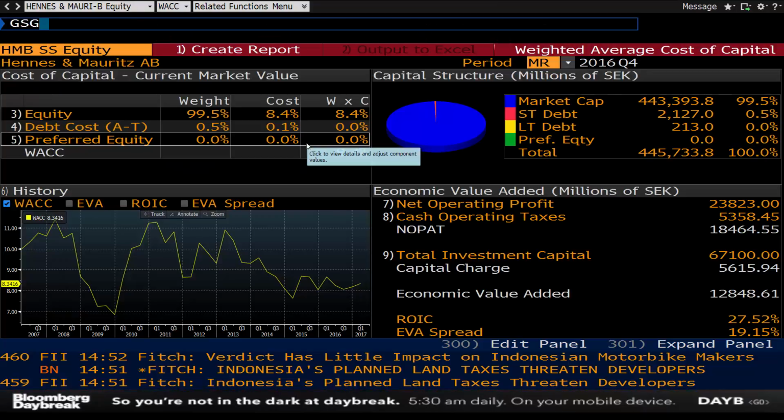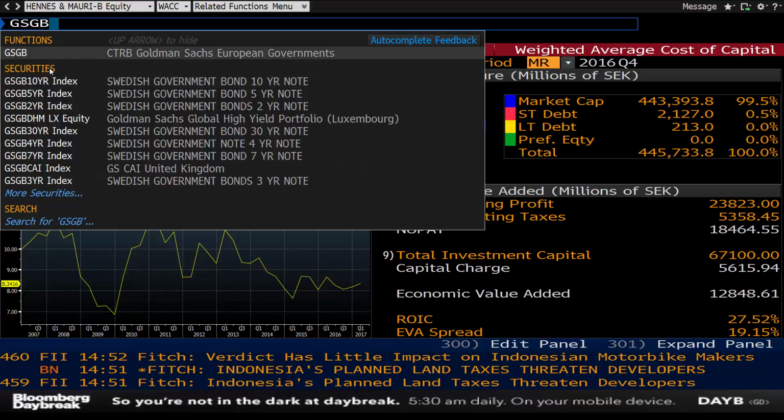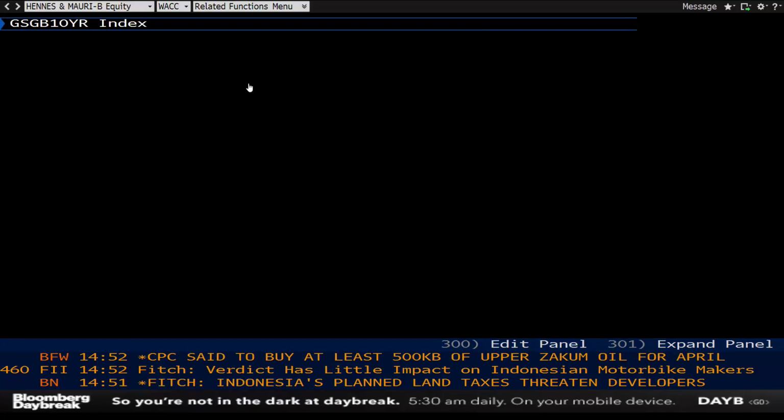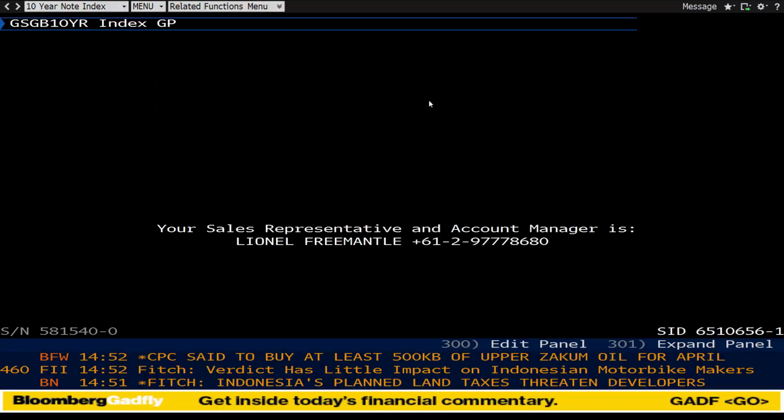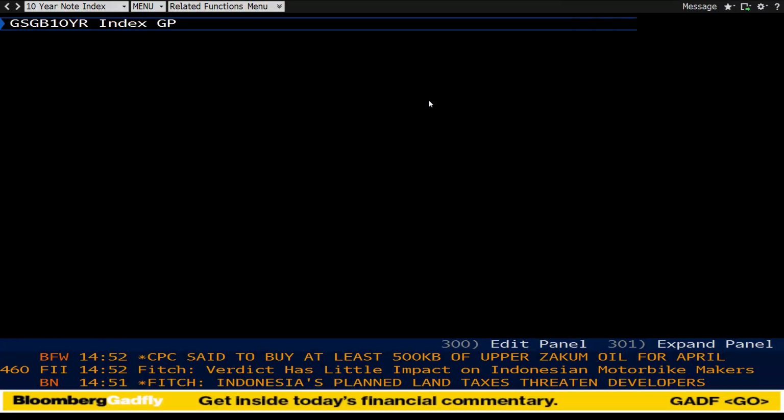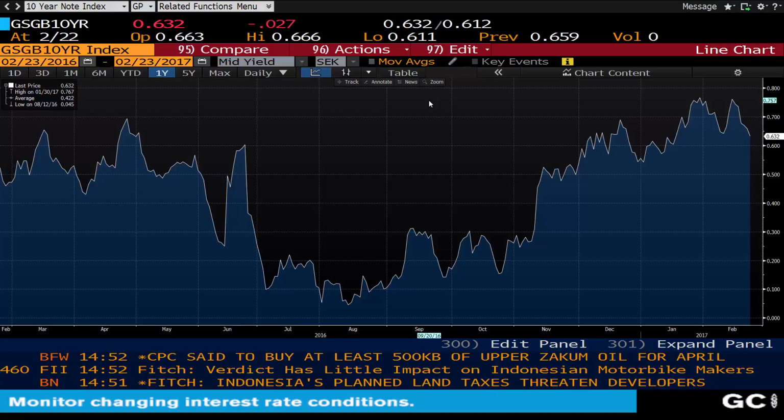So GSGB 10-year, and that will show me different securities. In this case, the first hit is the Swedish government bond 10-year note. If I click on it, I can see what that bond looks like. For example, I might look at a line chart to see how it's been developing over time. And again, remember that we're trying to value the company back in November 2015, which means we have to go back in time to find the risk-free rate as well.